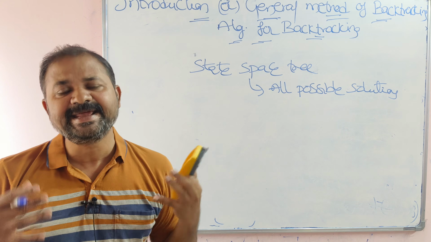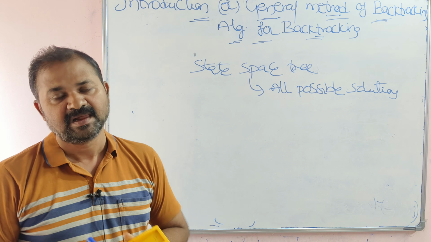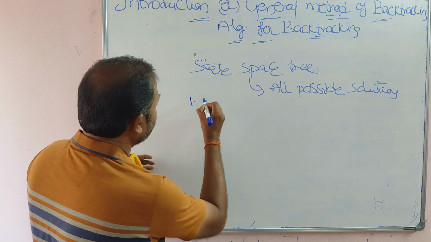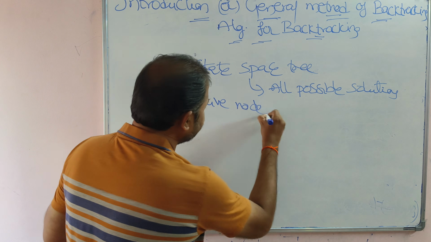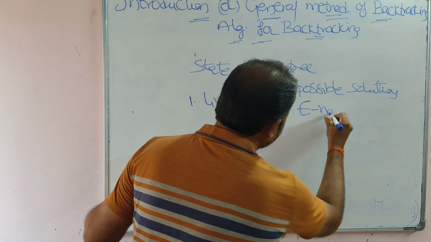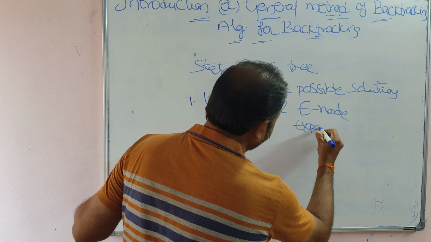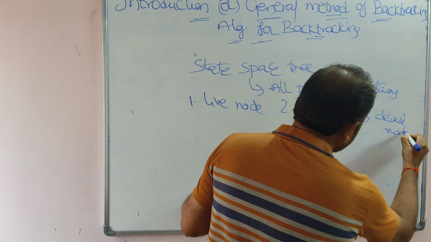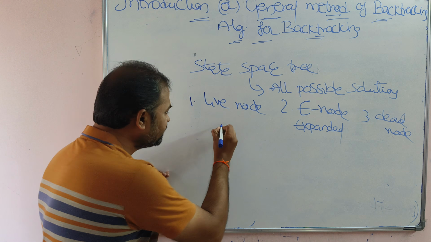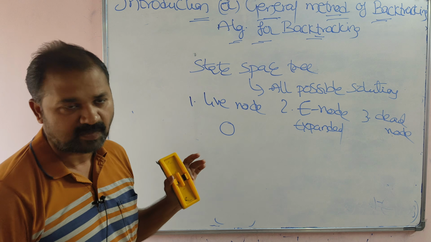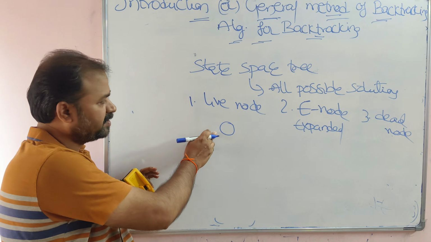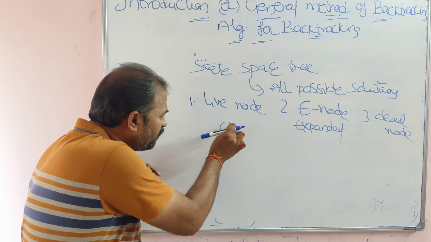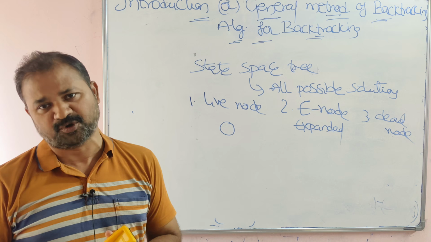What is a tree? A tree is nothing but a collection of nodes. Here we mainly have three types of nodes. The first one is the live node. The second one is the E node, where E means expanded node. The third one is the dead node. So what is a live node? A live node means a node which is generated, but not explored. That means its children are not yet expanded. So we have the root node, but its children are not explored.